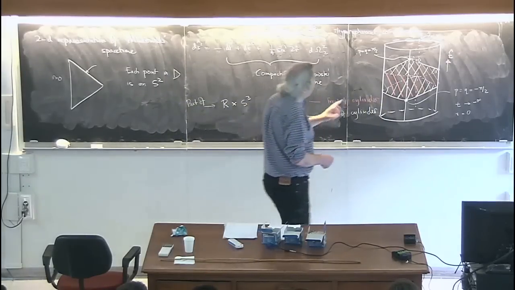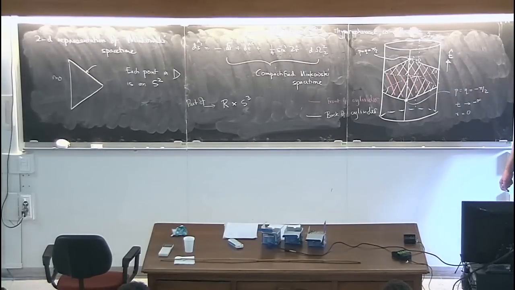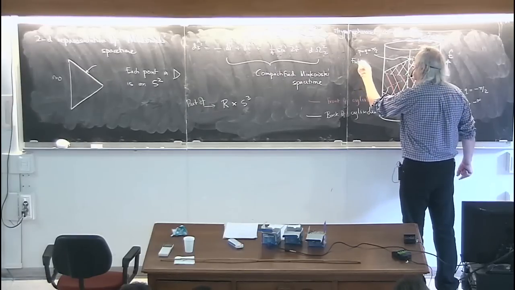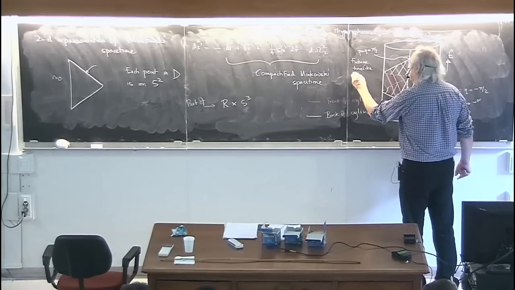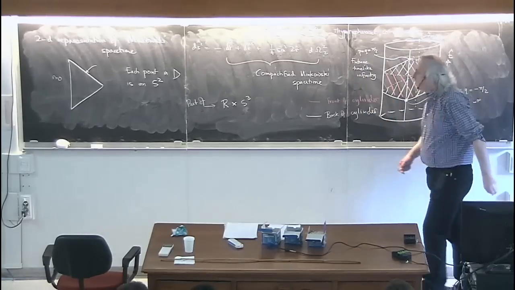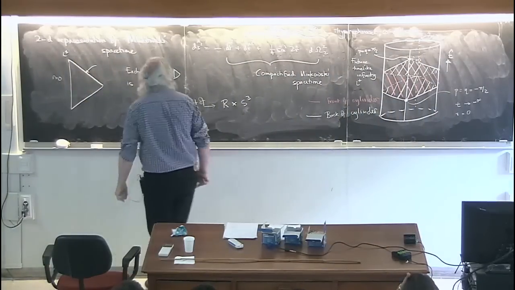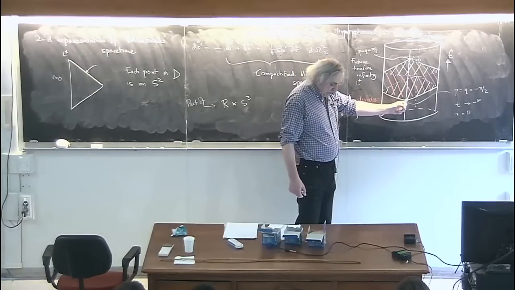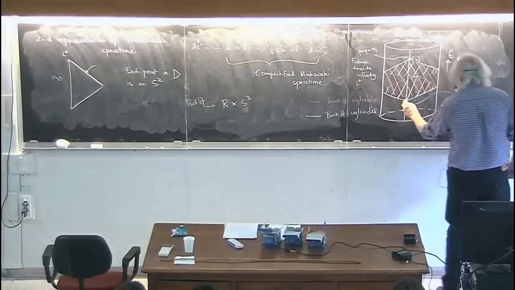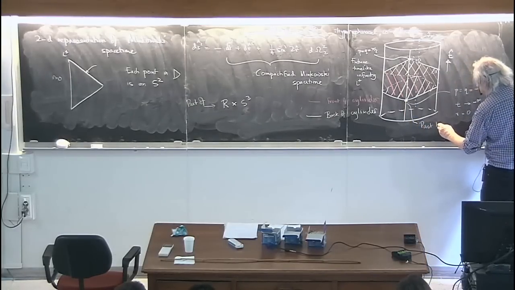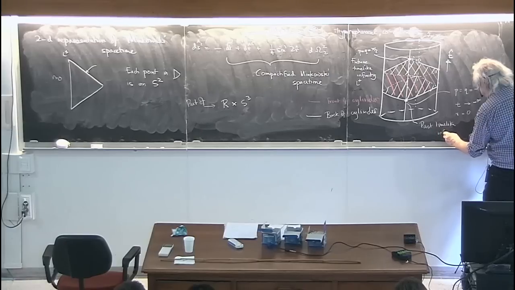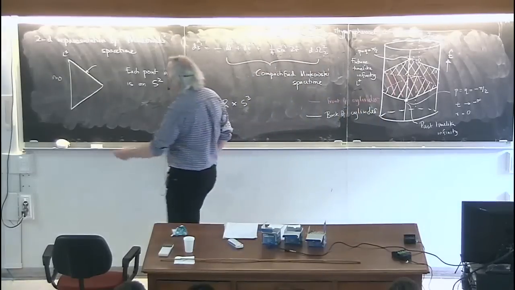Let's give this point a name. T is infinity there, R is equal to zero. That means that it's where you end up if you let time go to infinity, but you stay at R equals zero. So it's, if you like, future time-like infinity, sometimes called I plus. So this point here is I plus. Similarly, this point here is R equals zero, T goes to minus infinity. So this is sometimes called past time-like infinity, or I minus.